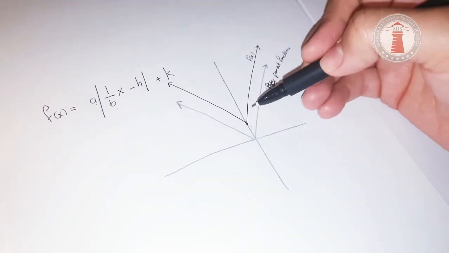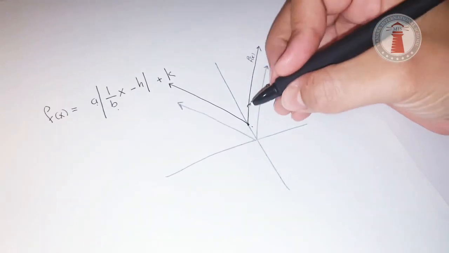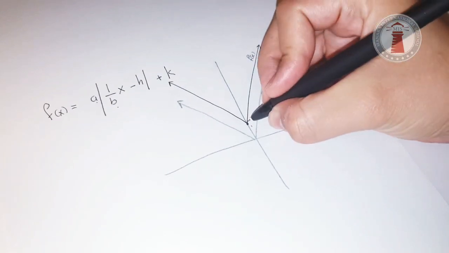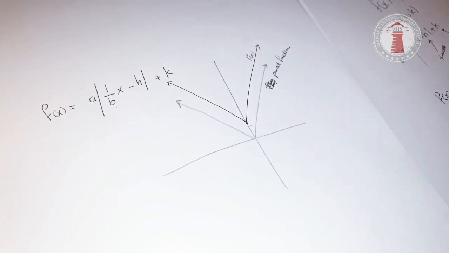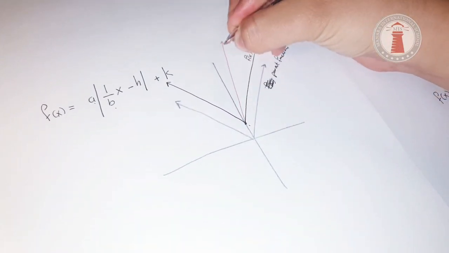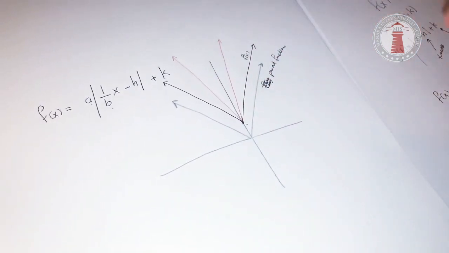Now g of x, what happened to it? It was stretched vertically by a factor of 2, which means it's going to be closer to the y-axis. I'm going to use another color to make it clear. So here, it's going to be closer to the y-axis, which means it faced a vertical stretch.